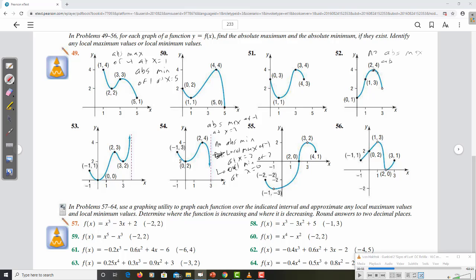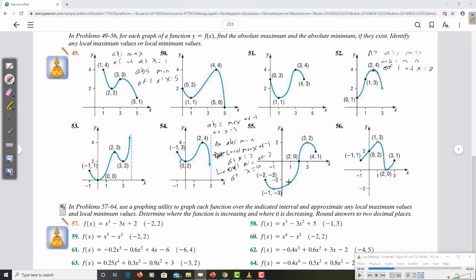There is an absolute minimum, because this point is included. It's already filled in, so absolute minimum of 1 at x equals 0. There's also, let's see, local maximums. There is no local maximum because the only place where it could be is not included. There is no local minimum because there's not even really a place where it could be.